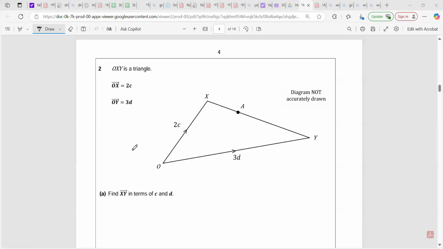All right, so it's triangle OXY. You can see that's a triangle, right? Okay, so we check yours. OX is equal to 2C, so they gave us that. OY is 3D, all right? And they say find XY in terms of C and D. Once you see C and D, it means that the answer should have C and D.